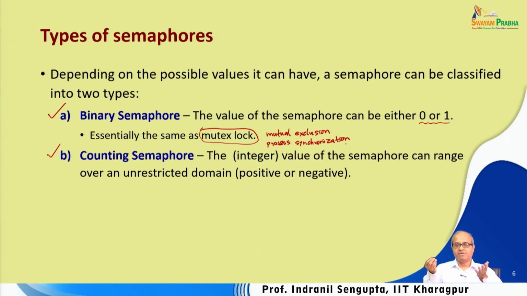Now, a counting semaphore is a more general kind of definition where the semaphore value can range over any integer values. In general, it can be negative, it can be positive, it can be 1, 2, 3, minus 1, minus 2, minus 3. And we shall see later with some examples, so I am not showing the examples now, that counting semaphores can be used for a third kind of application which is referred to as resource counting.